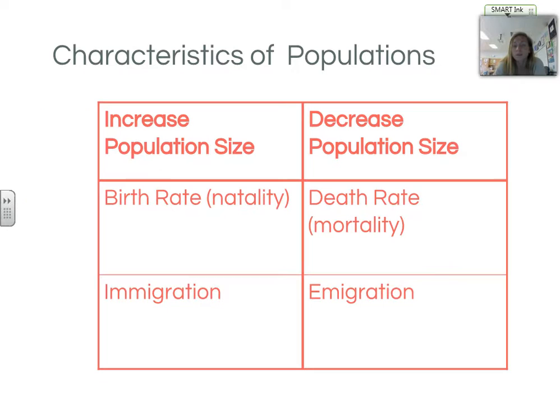All right, some characteristics of how population numbers increase and decrease would be the birth rate or the natality, how often individuals are being born, while the opposite then would be the decrease in the number of individuals through mortality or death rate. We can also have individuals that immigrate in, and then emigration would be individuals leaving.